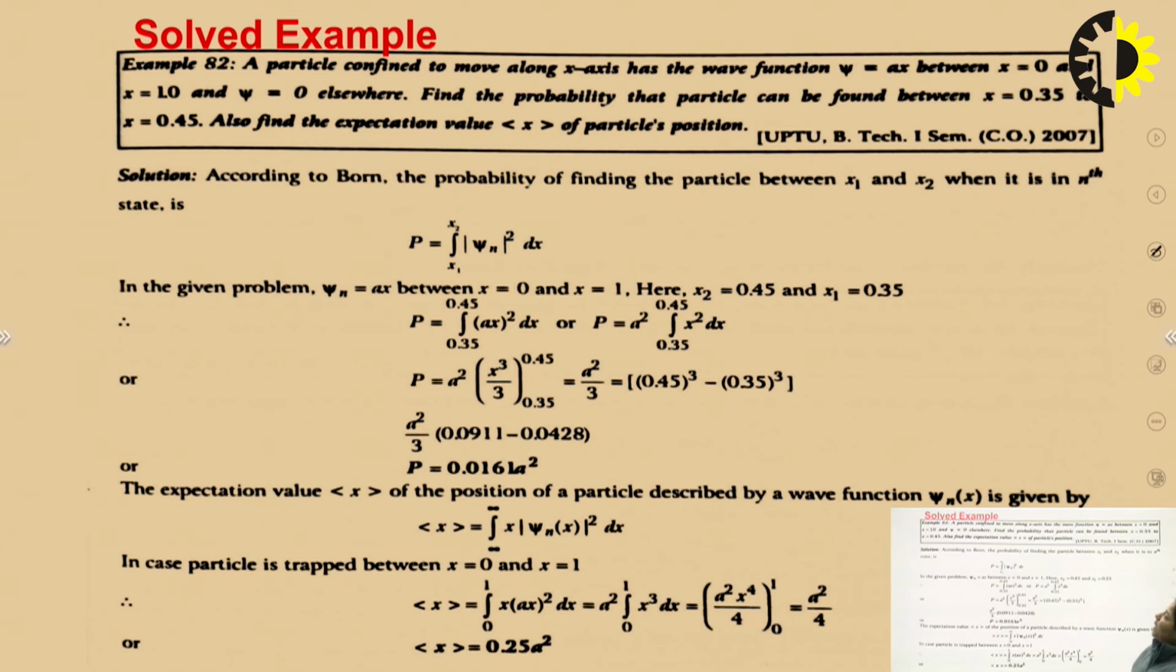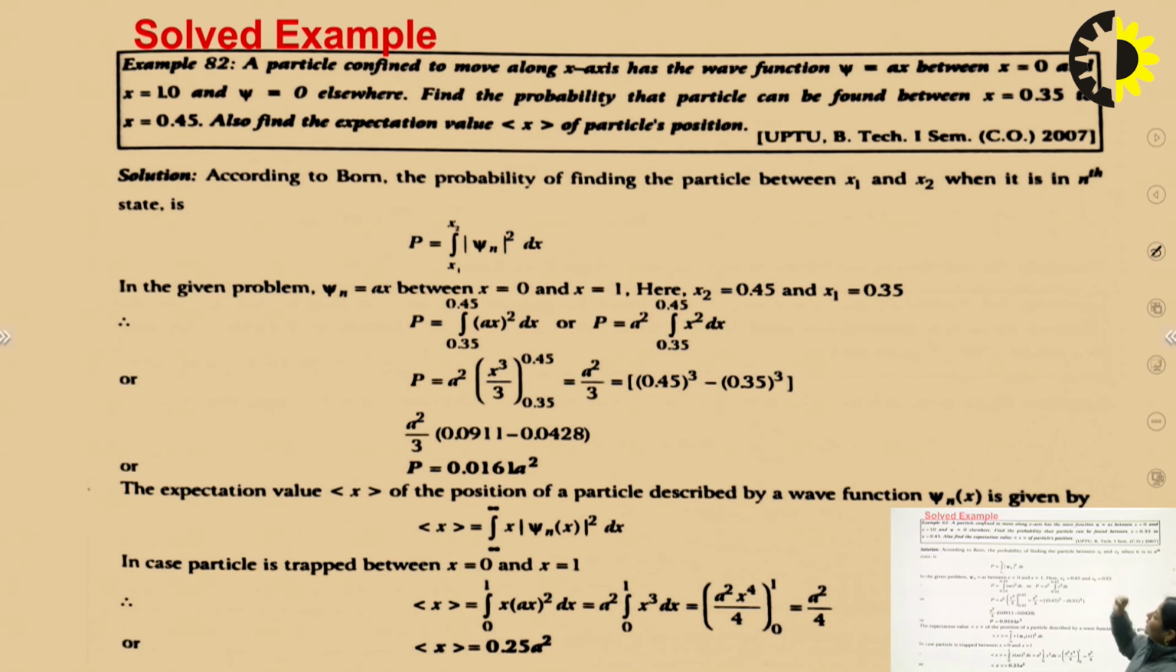that a particle is confined to move along the x-axis and it has the wave function psi x, and the expression of the psi is ax, and it is moving between x equals 0 and x equals 1. That may appear as x equals 10, but actually it is 1.0. So x equals 1. For these regions, psi is defined as ax, and elsewhere psi equals 0. For other regions, the psi is equal to 0. This is how the wave function is defined.